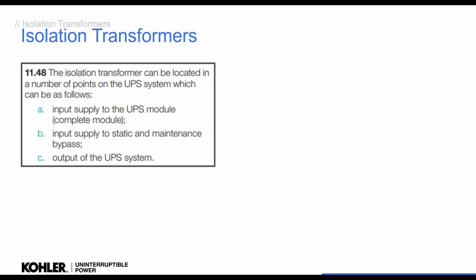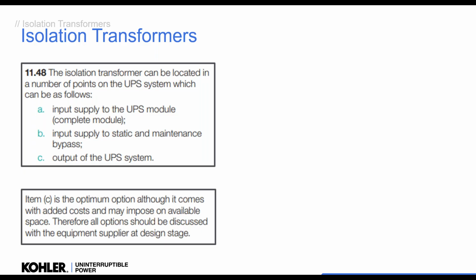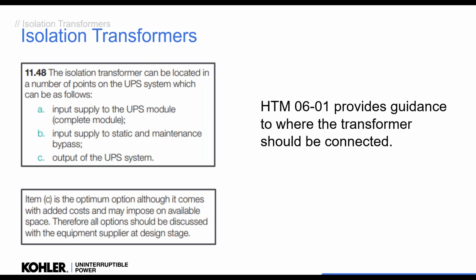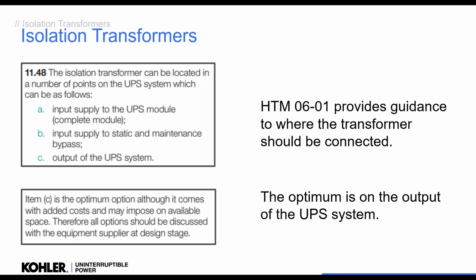Okay, so it talks about in HCM the isolation transformer required can be located at a number of points with the UPS system. Be an input to the UPS, the whole thing on the single supply, input supply to the static bypass, or the output. Now, it does guide us in the fact that the optimum option is on the output, option C. Okay, so we need to understand now what we're doing with this isolation transformer, and how we can incorporate it into our systems.